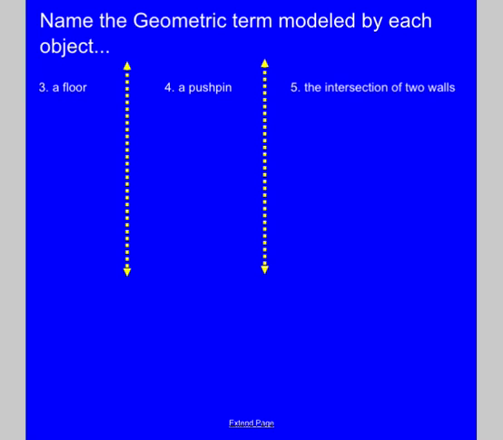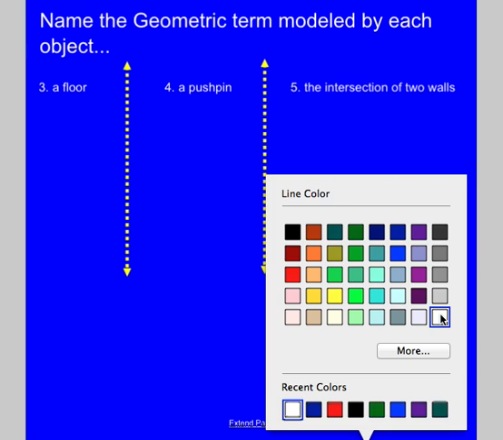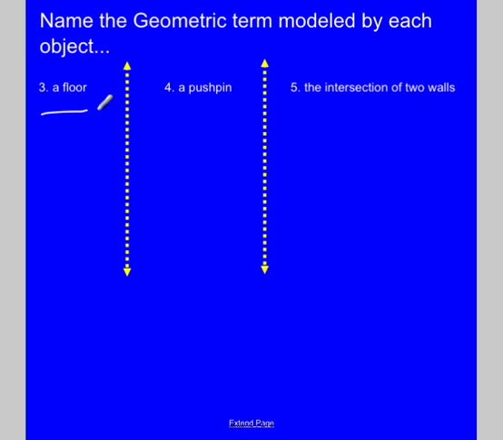All right, now let's take a look at some of these. Name the geometric term modeled by each object. So what would a floor represent? We think about it, a floor is a flat surface. We could have multiple points on a floor. Let's just kind of draw a floor. That's my floor. Okay, we can put a bunch of lines on here. A floor is gonna be represented by a plane.